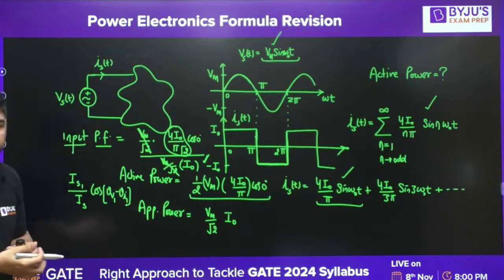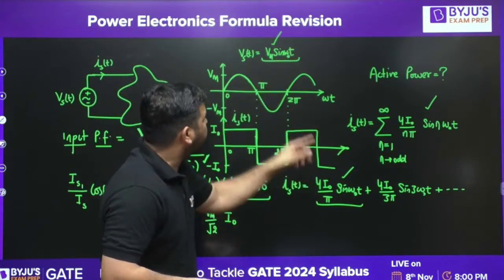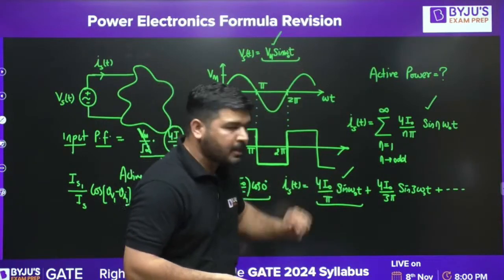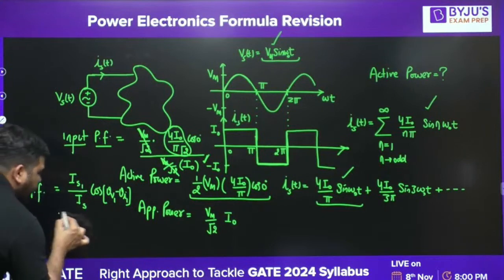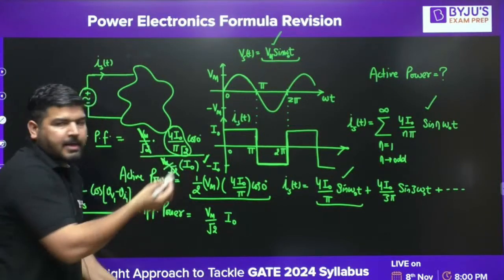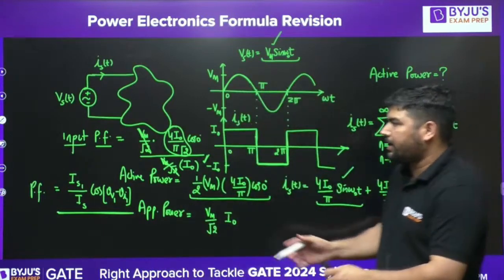Theta V1 minus theta I1 is 0. The voltage angle is 0 and the current angle is 0. So cos of theta V1 minus theta I1 is my power factor. But why remember this formula? You can directly apply active power divided by apparent power and calculate the input power factor.